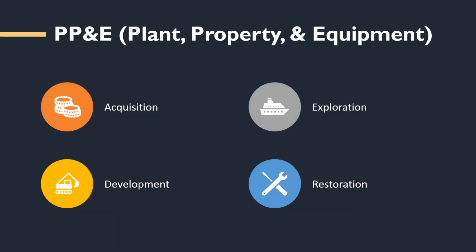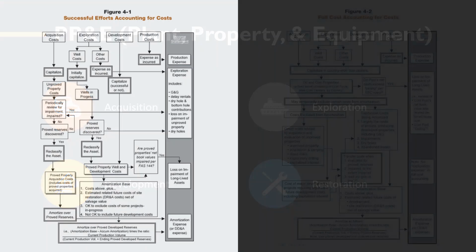PP&E, which stands for plant, property, and equipment, refers to the costs related to acquisition, exploration, development, and restoration. There are many costs related to the upstream processes, including acquiring and leasing the property, geological and geophysical costs, and the actual drilling of wells.